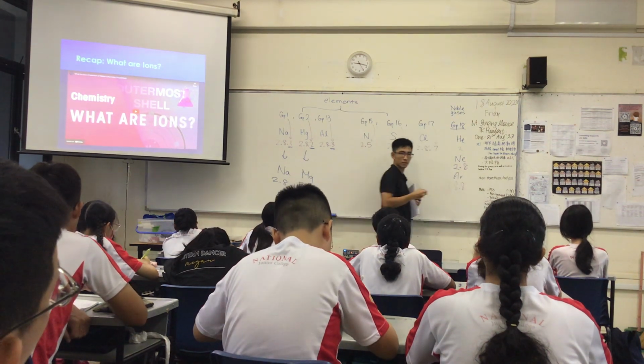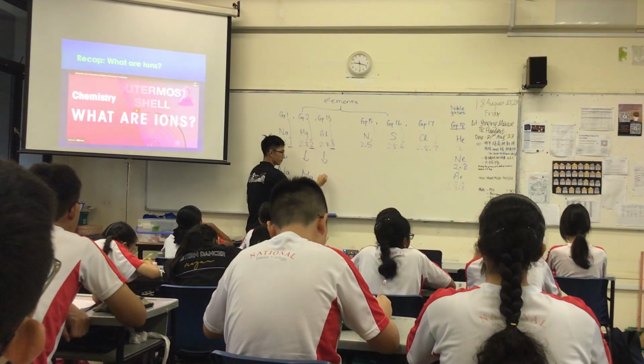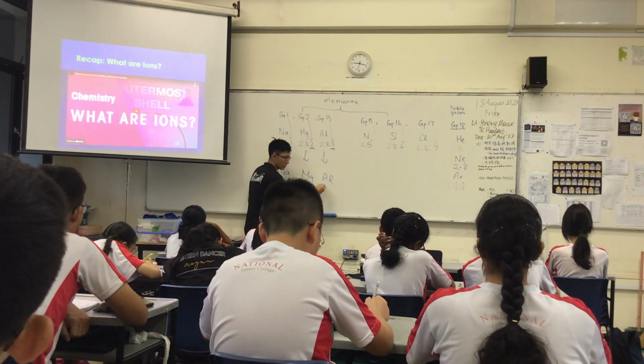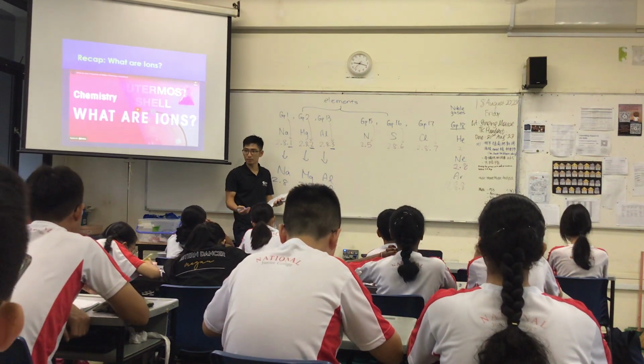Okay. Next, for aluminium, after it loses 3 electrons, it is 2.8. All of them now look like noble gases.